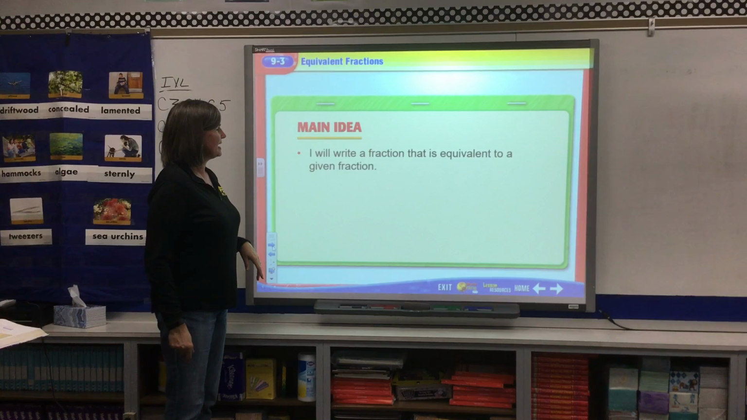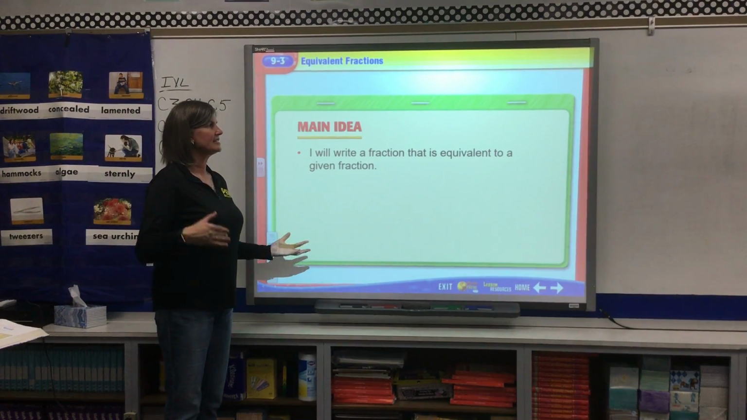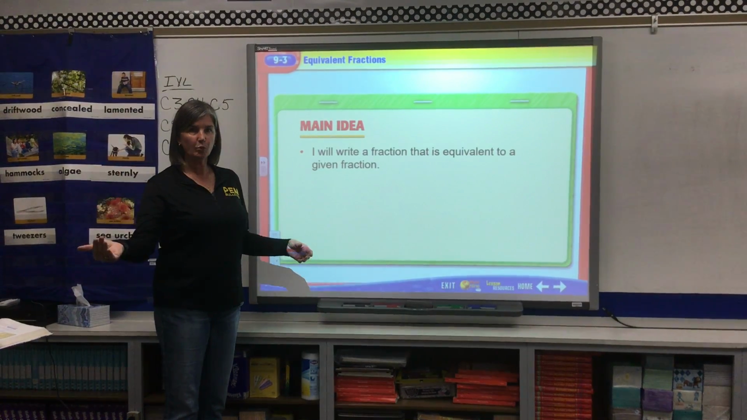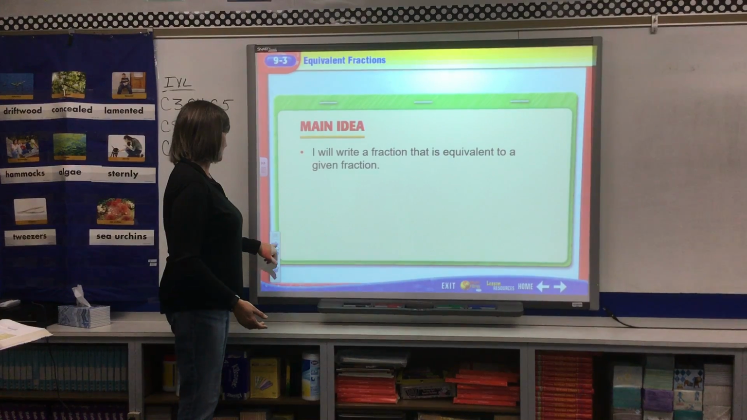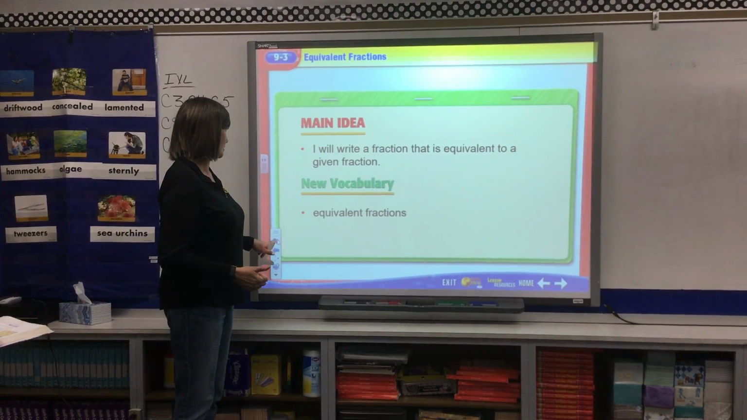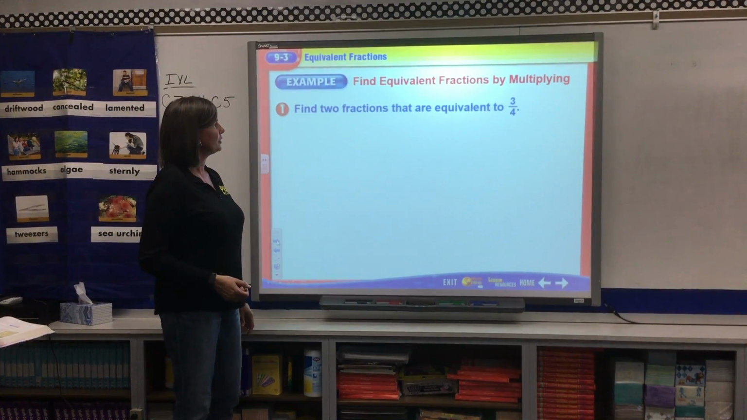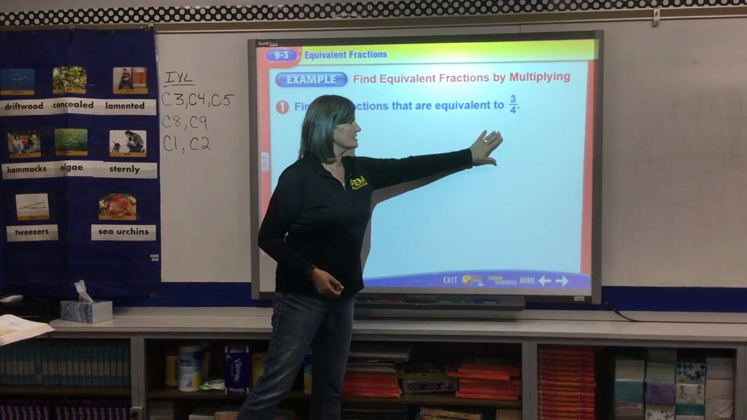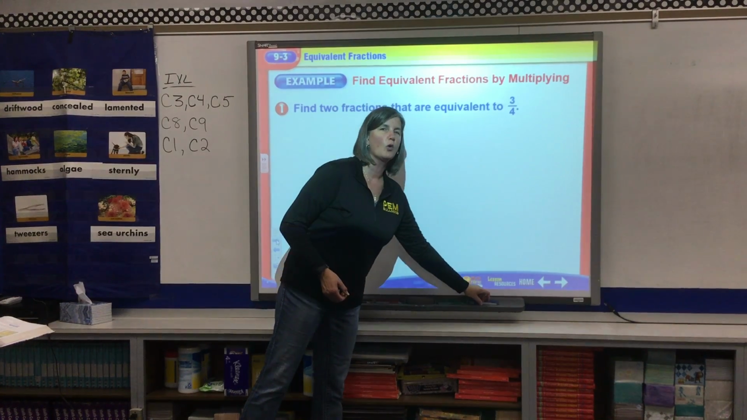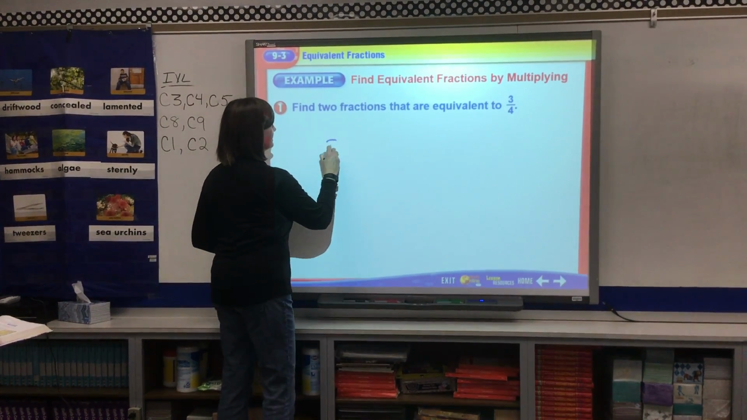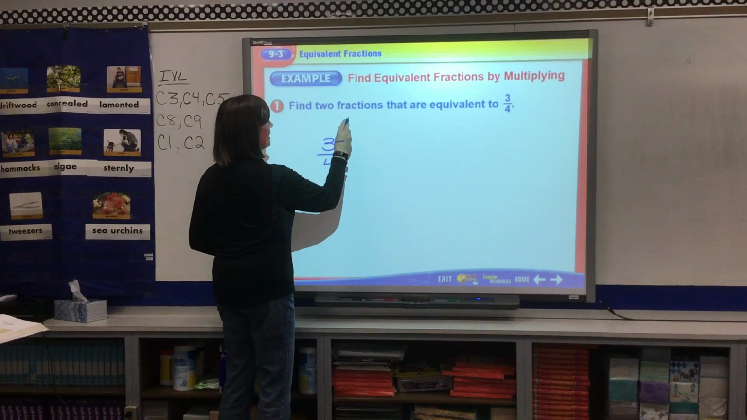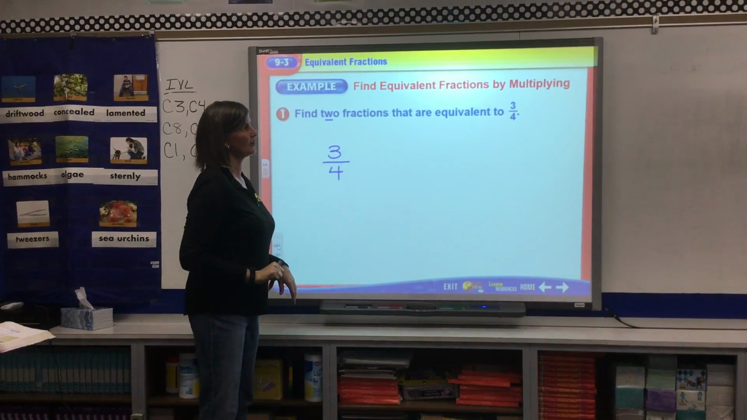So today our main idea is we're going to write a fraction that is equivalent or equal to a given fraction. We're going to talk about the words equivalent fractions. For example, they have given us the fraction 3/4, 3 parts out of 4, and we have to come up with 2 fractions that are equivalent.